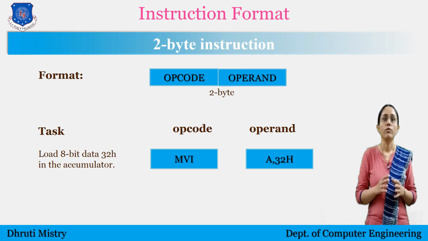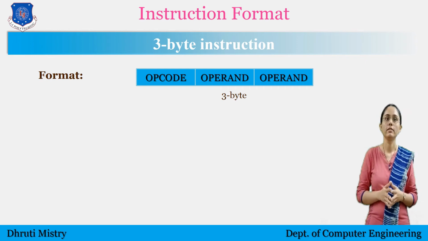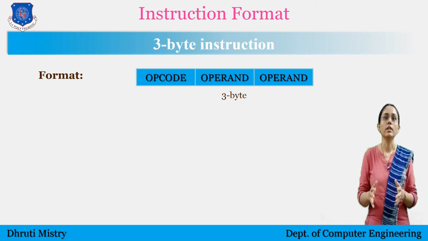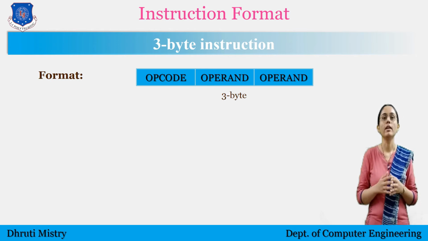And last, format for 3 byte instruction is given here. In this type of instruction, the first byte indicates the opcode and the following 2 bytes specify the 16-bit address or data.